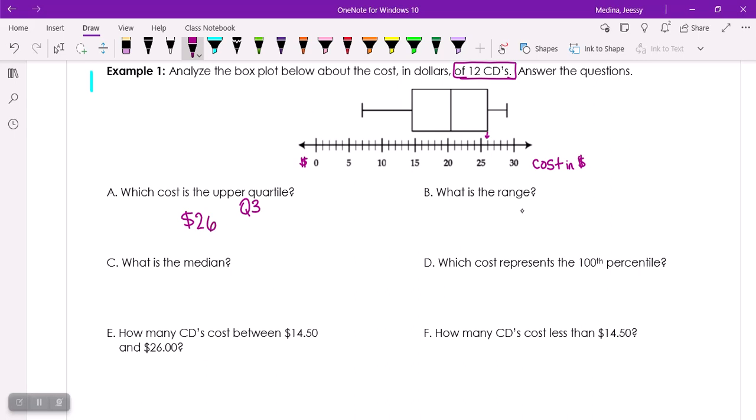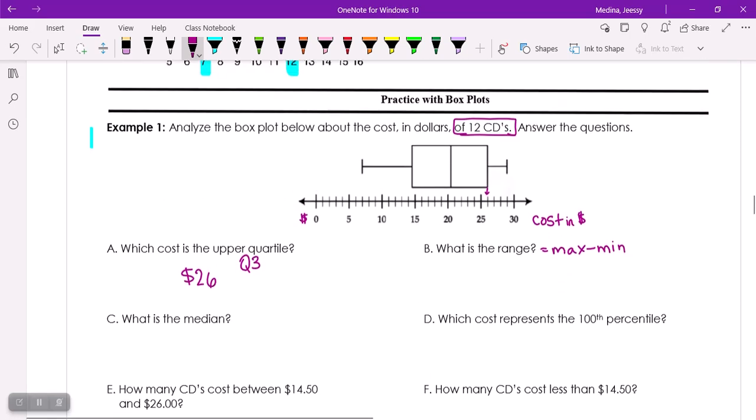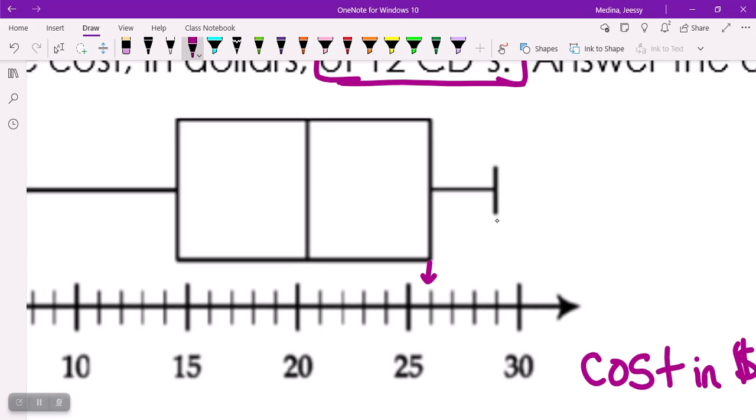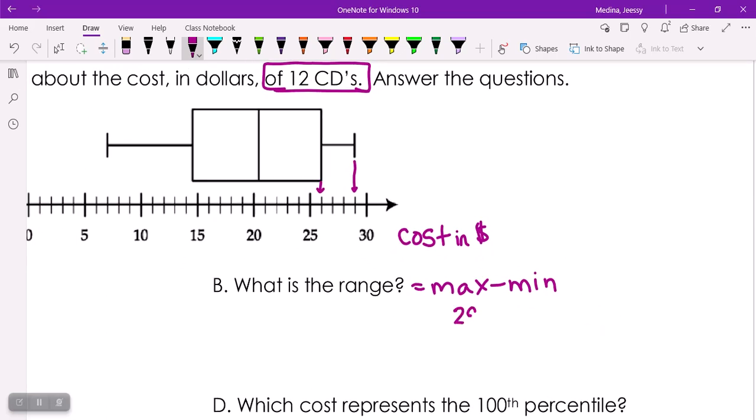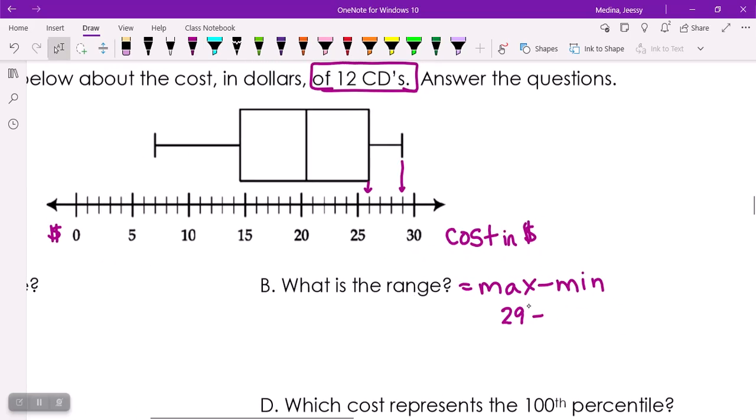What is the range? If they just want the range of the whole thing, then you're going to do maximum minus minimum. Okay. The maximum is not 30. The maximum is the end of the whisker right here, which is how much? 29. And how much is the minimum? 7. So what is 29 minus 7? 22. So the range is $22. From the cheapest to the most expensive, there's a difference of $22, okay?